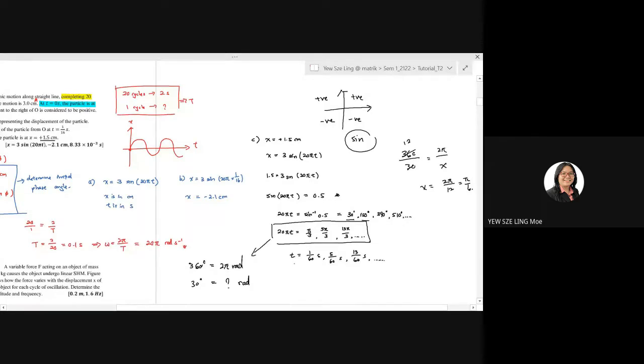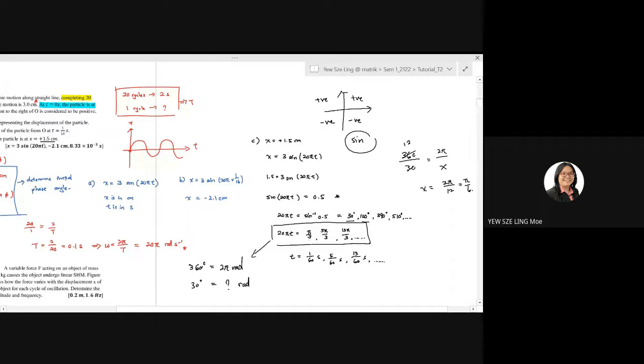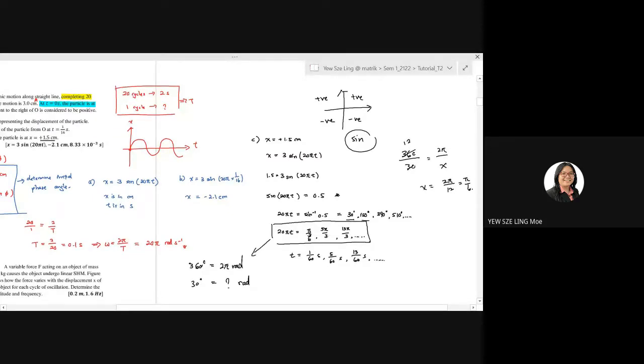Yeah. All right, it should be pi over 6. So it's not pi/3, right? Yeah, it's not pi over 3. Okay, the answer has a bit of a mistake. It should be over 6. Okay, so all of them should be over 6, right?